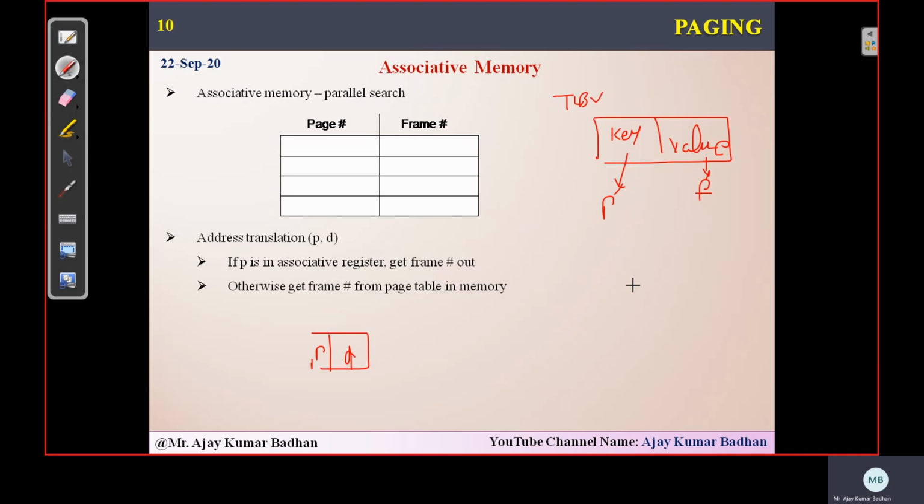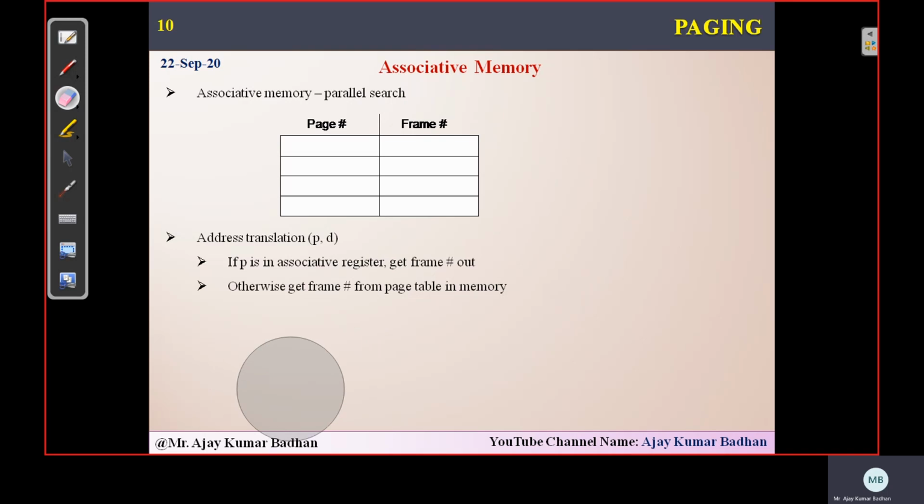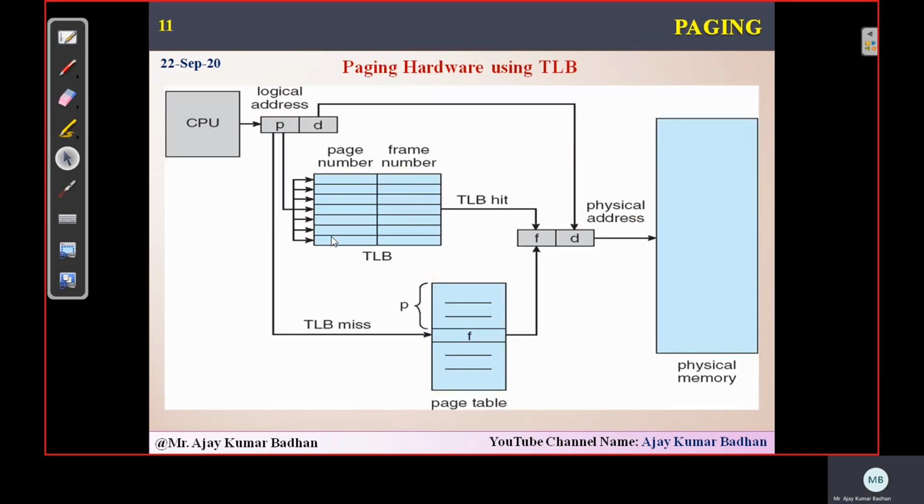Since we are talking about the TLB, we need to differentiate between how the logical address is represented and this. We are representing this with a key and a value, whereas the logical address is your page and displacement. That is what it's saying. Okay, so let me show you the diagram so that you can understand. This is the diagram.